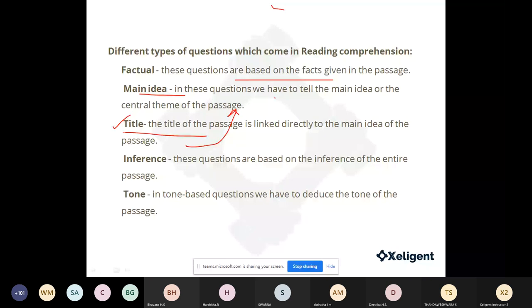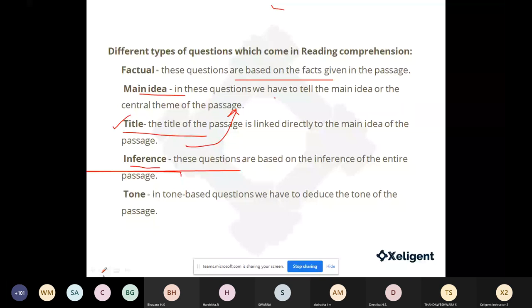And then finally, inference. For this we have discussed a lot of activities. What do you infer from that passage? So this is the question. This is again an indirect question, not a direct question. We can't directly find the answer from the passage. You need to read the passage and tell your understanding. That is what you infer from the passage.